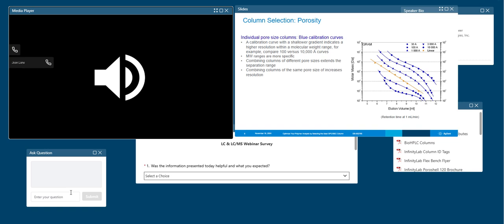if combining columns of the same pore size, this will increase resolution. For the linear or the mixed columns, depicted here by the orange curve, these are a later or newer development of columns. These have a blend of different pore sizes in one column with a fixed analysis range. It's recommended to use columns of the same type together, and combining columns of exactly the same type of linear or mixed bed will increase resolution.